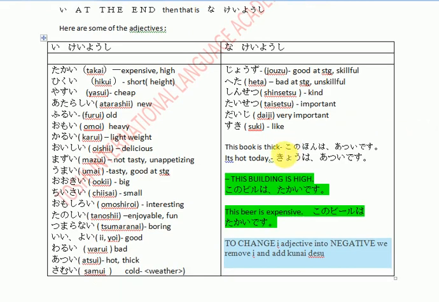Some example sentences here. This book is thick. この本は厚いです。厚い has two meanings. One is thick and one is hot. Next, second sentence, you can see 今日は暑いです。It's hot today. This building is high. このビルは高いです。This beer is expensive. このビールは高いです。Little difference you can see. ビール, long sound, then it is beer. ビル, that is building. 建物です。建物 also is building.